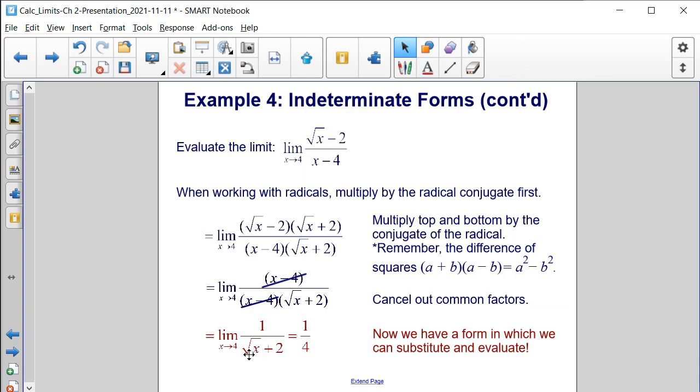If we substitute 4 in for x, we would get the square root of 4, which is 2, and then we have 1 over 2 plus 2, which is 1/4. So therefore the limit of the square root of x minus 2 over the quantity x minus 4 as x approaches 4 is 1/4.